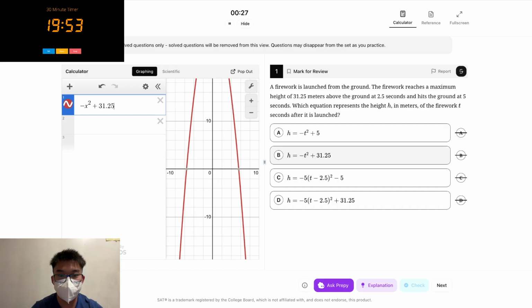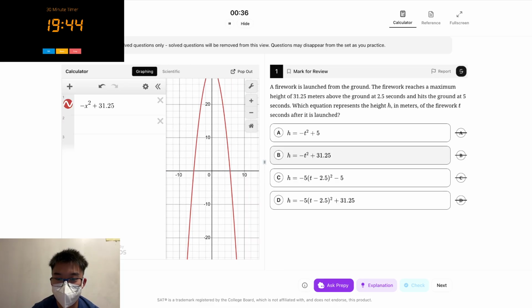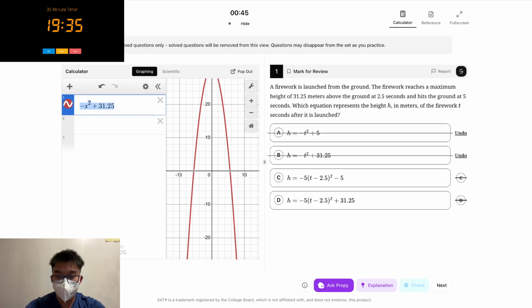This one looked promising actually. This one has 25. But at 1.25, so this one can't be correct, because it has to reach its max at 2.75 seconds. So this one can't be right. This one can't be right. So let's go for this one.